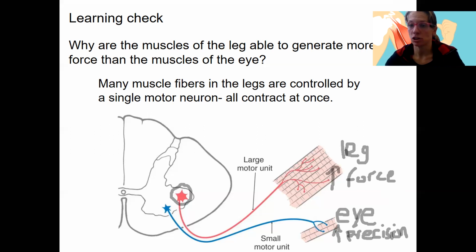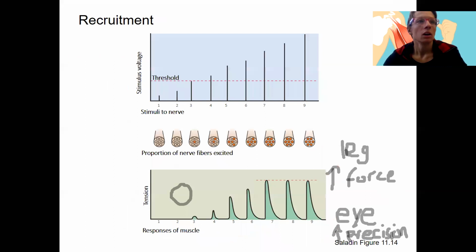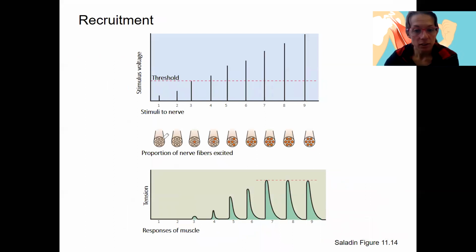Okay, one more image here. What this is showing is a similar idea. This is showing the stimulus to the nerve up here. So up until threshold, nothing's happening. I guess that one's the first threshold. No nerve fibers are firing, no muscle tension is being produced because we haven't reached threshold. So first of all, we need to reach threshold.